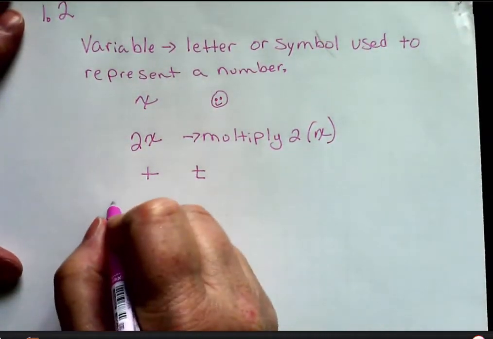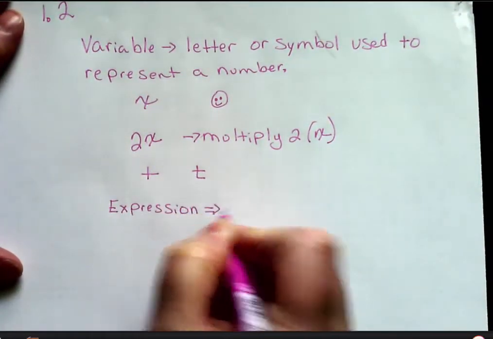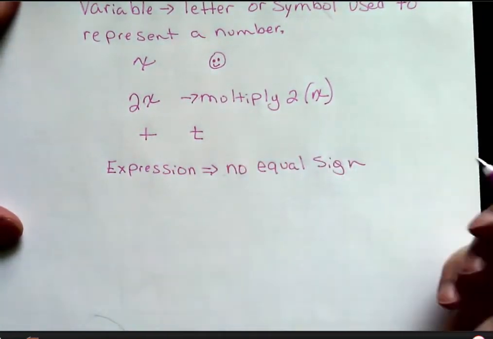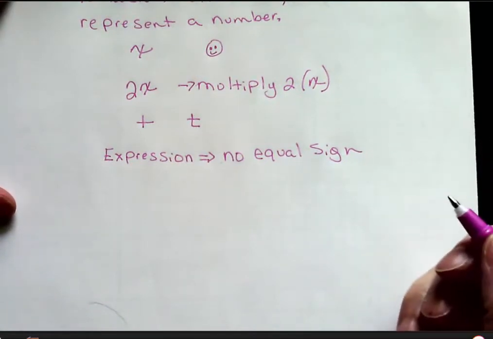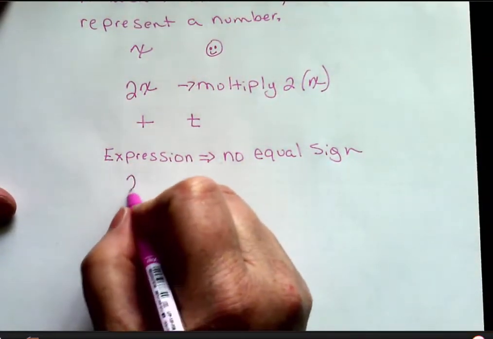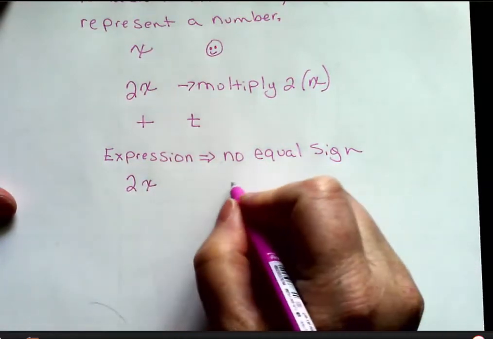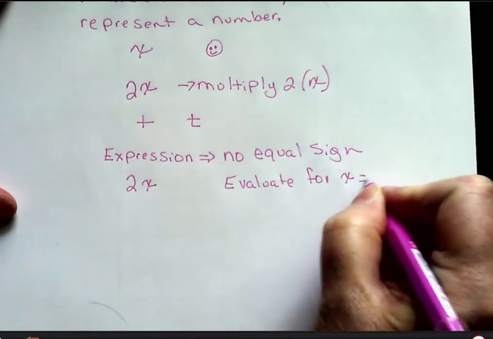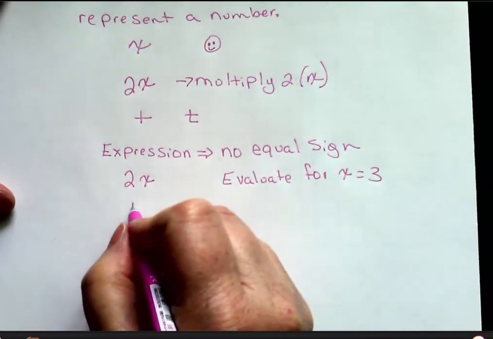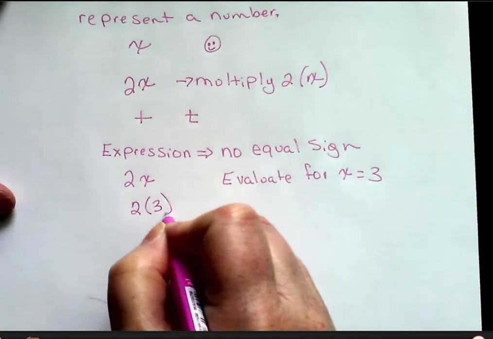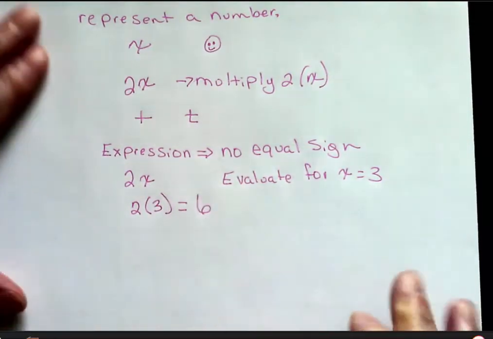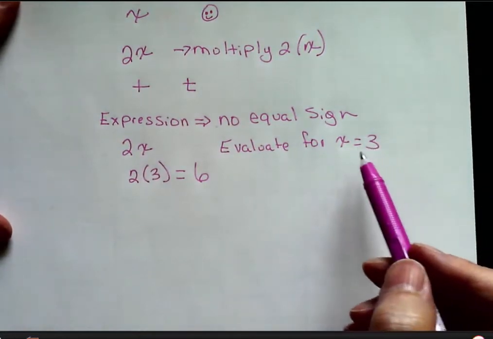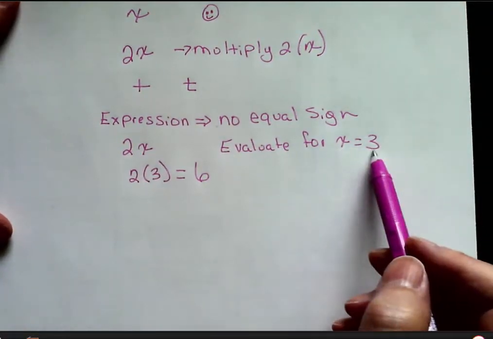We then have an expression. The main part of an expression is that it has no equal sign. What that means is that your variable can be equal to anything. For example, 2x, and I said evaluate for x equals 3. In that situation, 2 times 3 would be 6. Now, your variable can be anything you want it to be, and in an expression, you just have to designate what you want it to be.